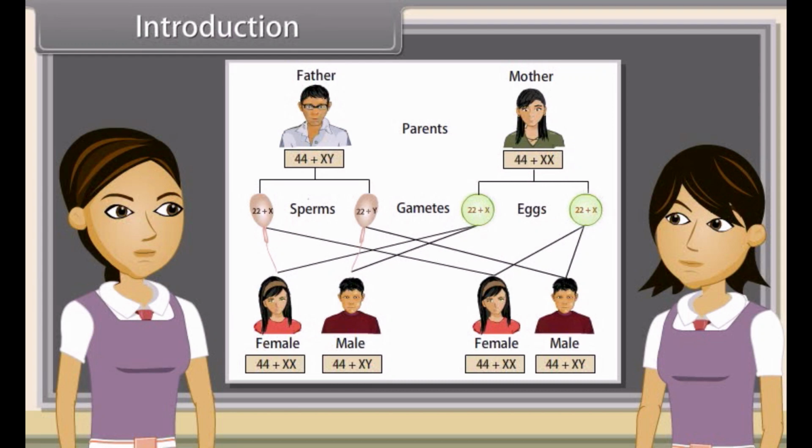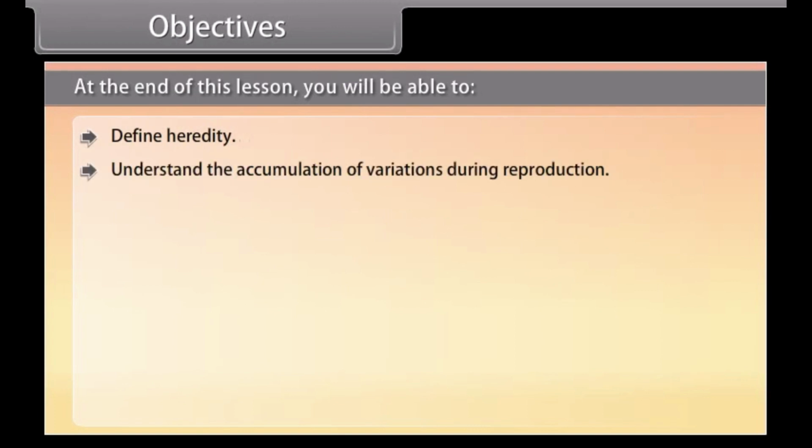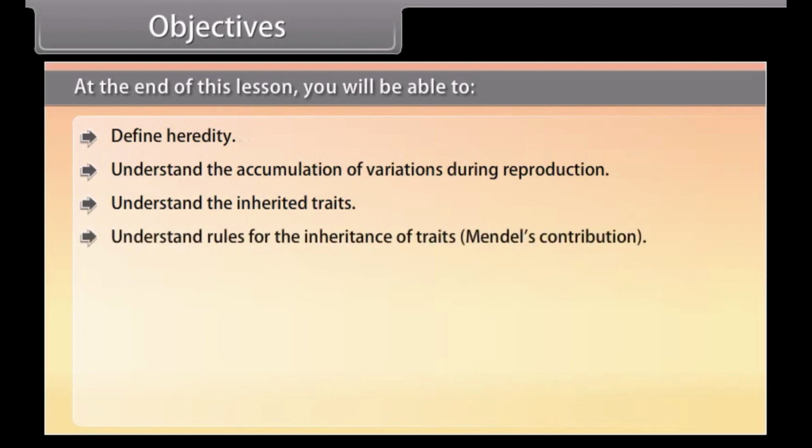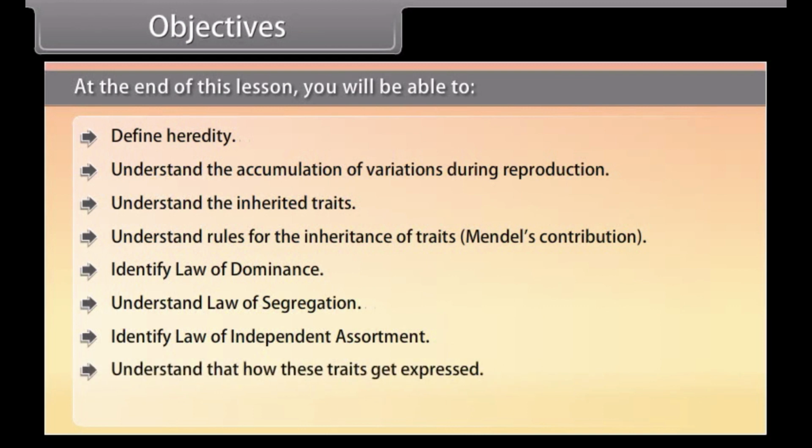Objectives. At the end of this lesson, you'll be able to define heredity, understand the accumulation of variations during reproduction, understand the inherited traits, understand rules for the inheritance of traits, Mendel's contribution, identify the law of dominance, understand the law of segregation, identify the law of independent assortment, understand how these traits get expressed, and understand the process of sex determination.